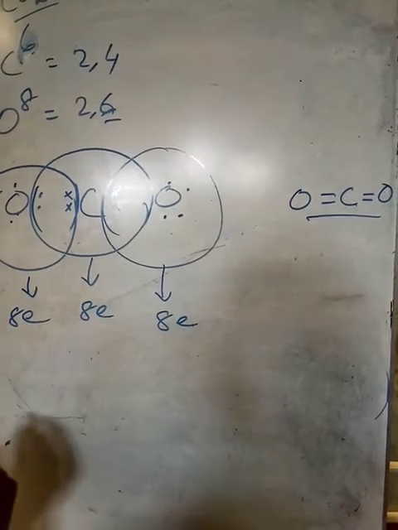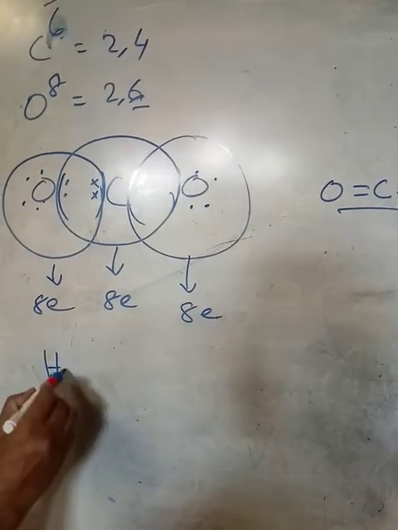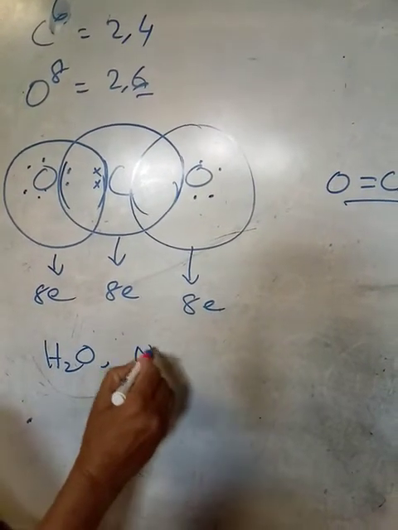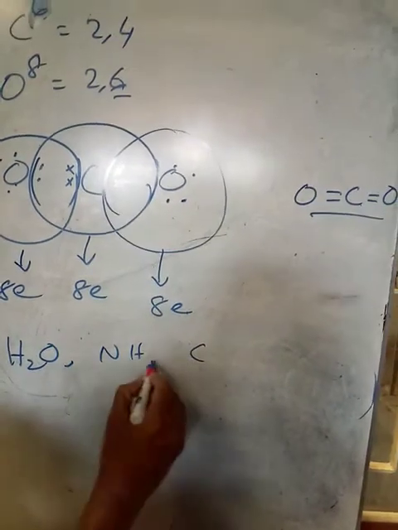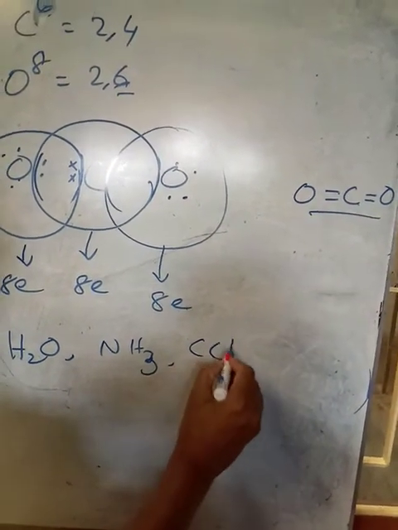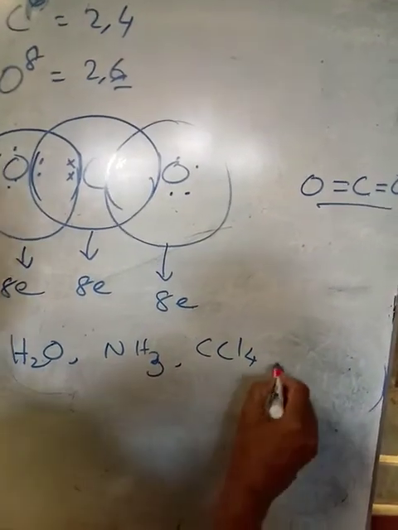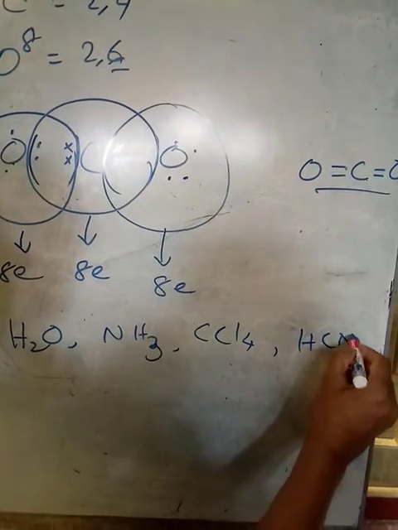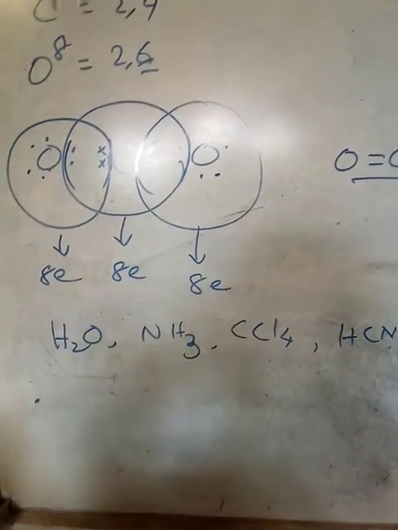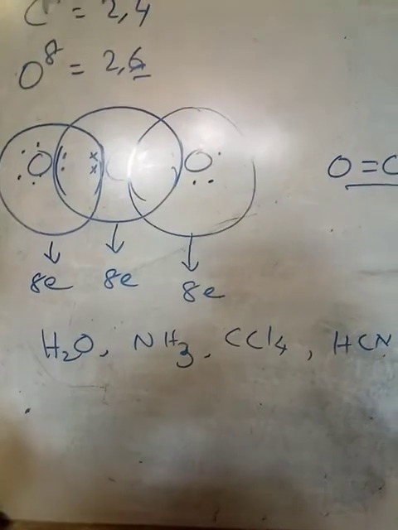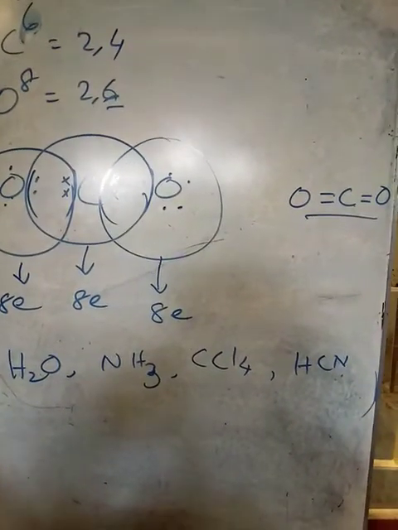You will try at home water, ammonia, carbon tetrachloride, hydrogen cyanide, etc. to draw the electron dot structure and orbit diagram.